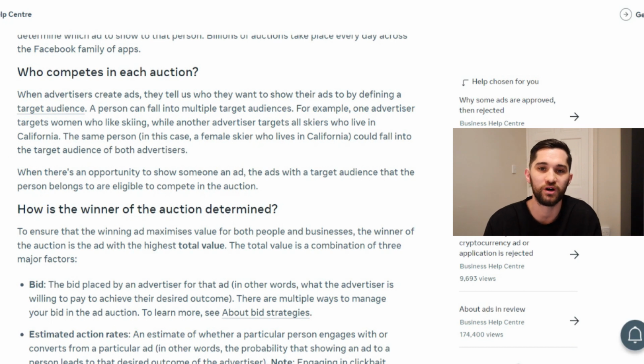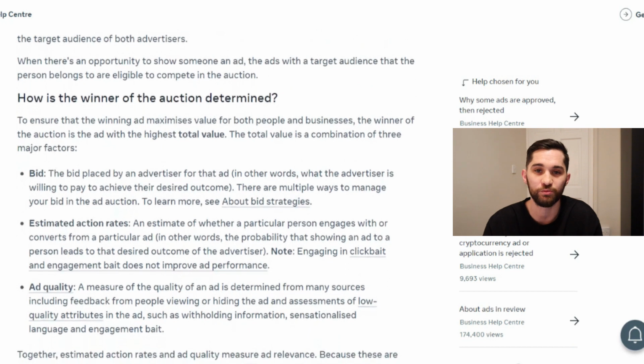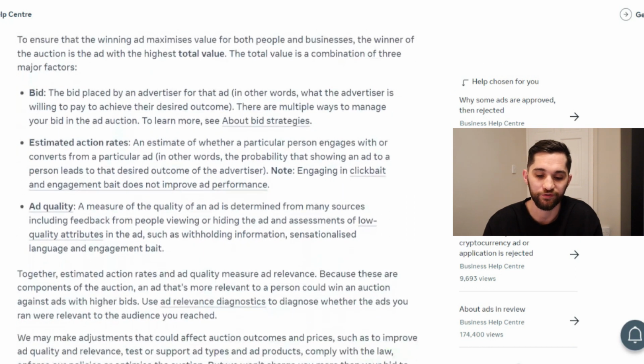Now, the important part of this for you is how the winner of the auction is determined, and Facebook tells you directly. So the first one is your bid. So the bid, for most advertisers out there, and I know for myself, most people leave that on automatic bidding.